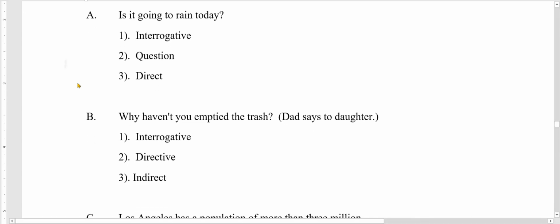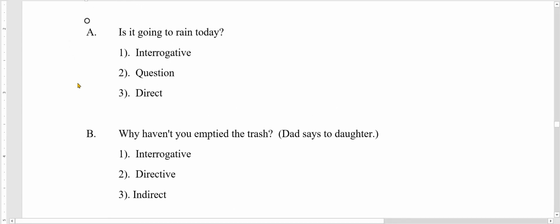Let's take a look at the answers. So A, is it going to rain today? It's an interrogative. Everybody should have the same response there. It's a question, and it's a direct speech act, right? There's nothing that's unusual with this one.